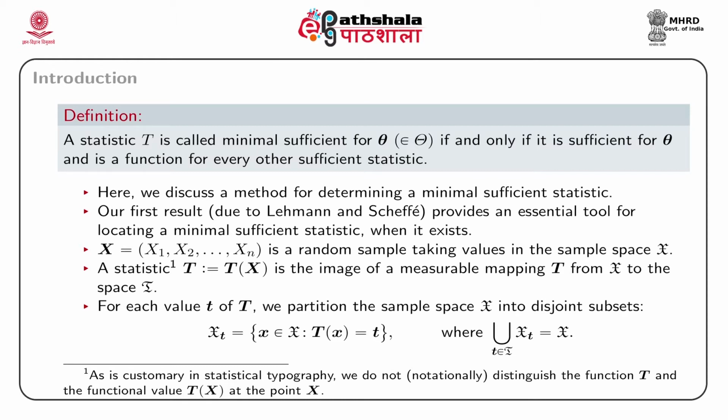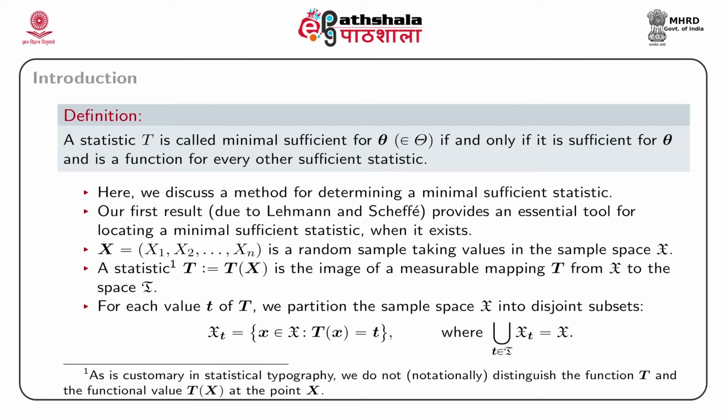Let us look at the original data X equals X1, X2 up to Xn, whose realized value is denoted by small x, which is actually a vector valued statistic, small x1, x2 up to small xn, belonging to script X. Here script X denotes the whole sample space.